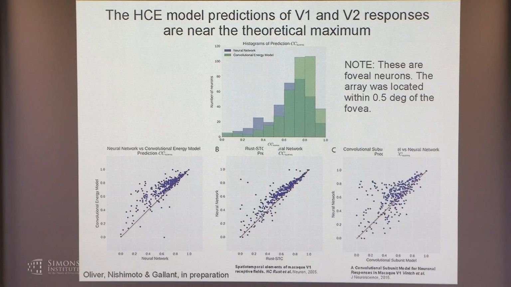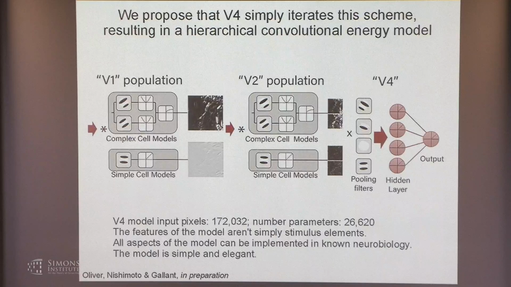Each blue dot is a single cell response? These are single cells from V1, V2, yeah. So this thing works well. That's the short answer for that.